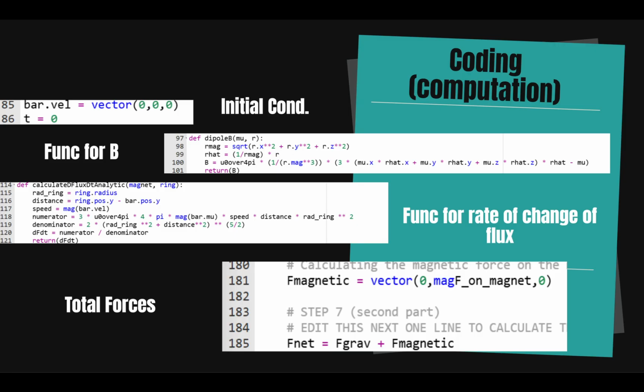This is our computational code. In the top left, we have our initial condition for velocity and time. The second line of code, we create a function for the magnetic field from the magnet to any point R. The third line of code is a function for the rate of change of flux, which is the time derivative of flux. And the last line of code is our total forces, which is F net, which includes the force of gravity and the magnetic force.